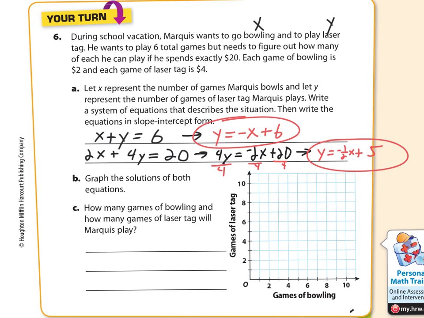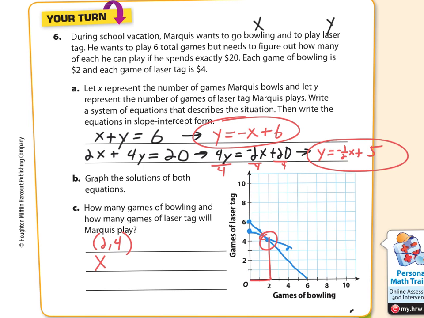So if I graph these, all right, the first one starts at 6, and I go down 1 and over 1. That's my slope. Then I start at 5, and I go down 1 and over 2. All right, I can see that this is where it crosses, right there at 2, 4. So 2, 4 is my coordinate.